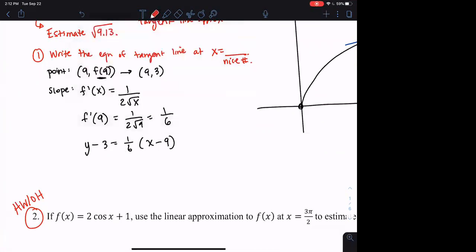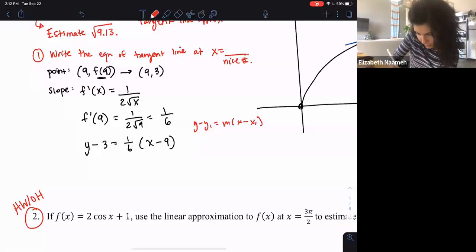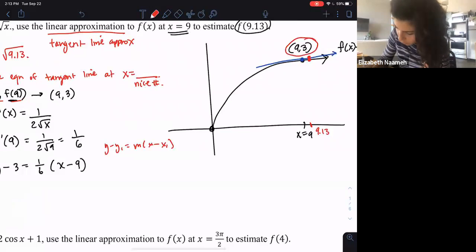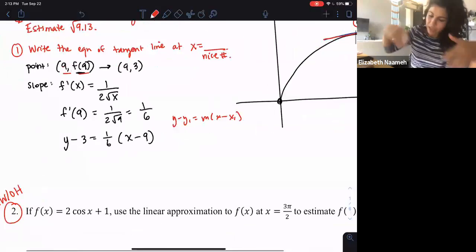Wait, why x minus 9 again? That's the formula. Y minus y1 equals m, x minus x1. This is my x, that's my y. So what did we just do? We wrote the equation of this blue line. Now we're going to plug in our numbers.